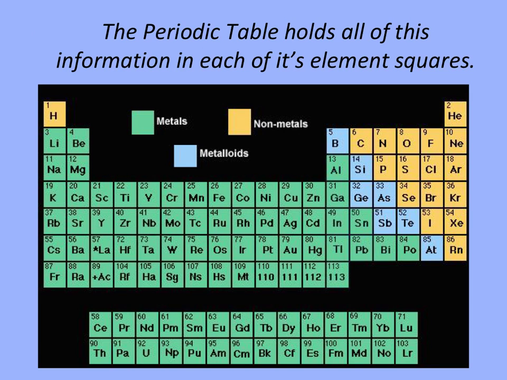So going back to the periodic table, it holds all of the information in each of these little squares. Okay? In each one of these squares, it tells us how many protons, neutrons, and electrons it has to determine what our model would look like. So in our next video, we'll look a little bit deeper into how each one of these squares can show us that information.